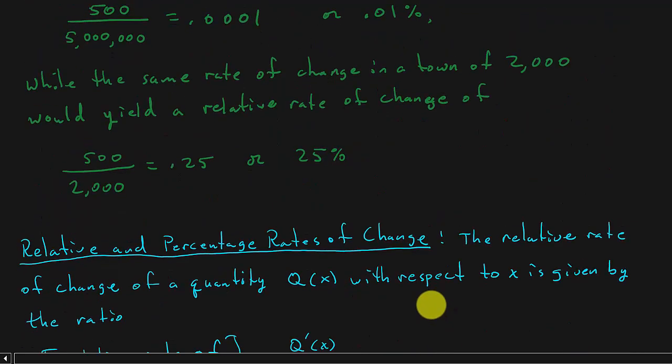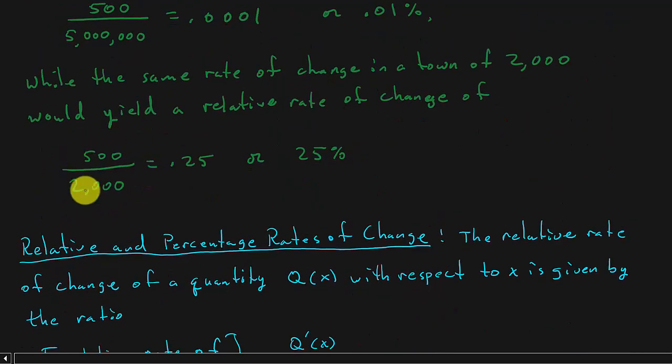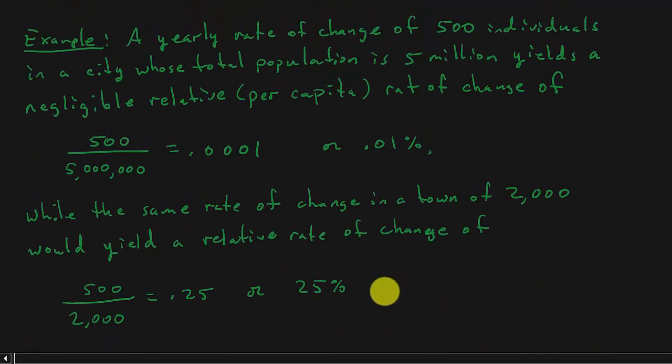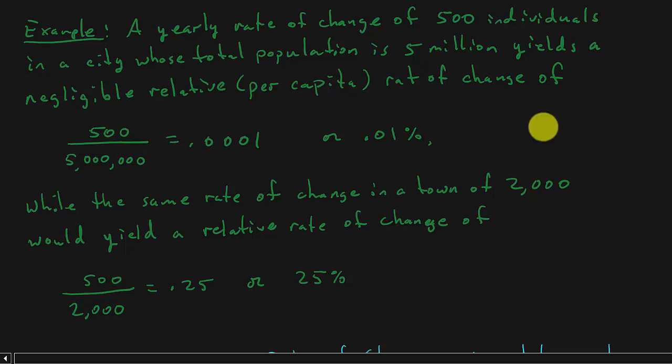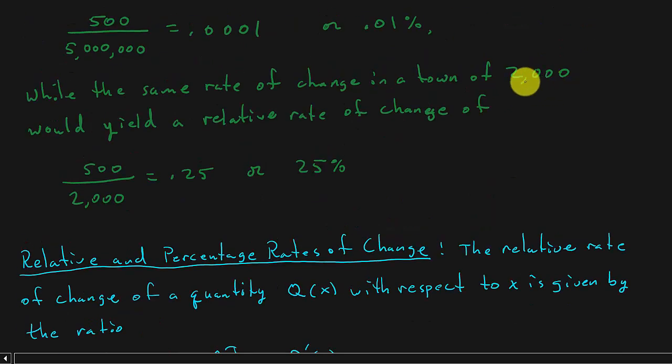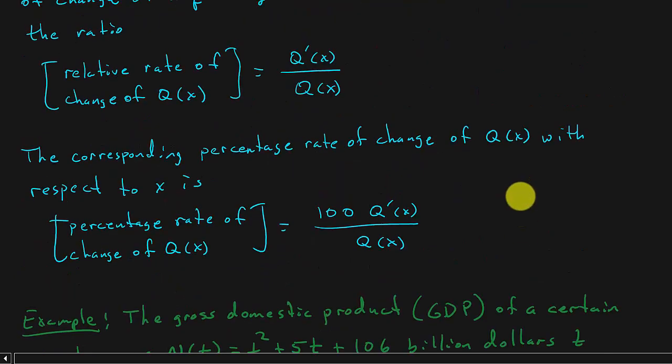And look, that's all we did here. We found the relative rate of change here. We got the 0.25. The change was the 500 individuals, and the total quantity was 2,000. So that gave us the 0.25, which is our relative rate of change. And then if you take the 0.25 times 100, that gives you the 25%. So that's what this is. We're multiplying by 100 to get the percentage. All right.